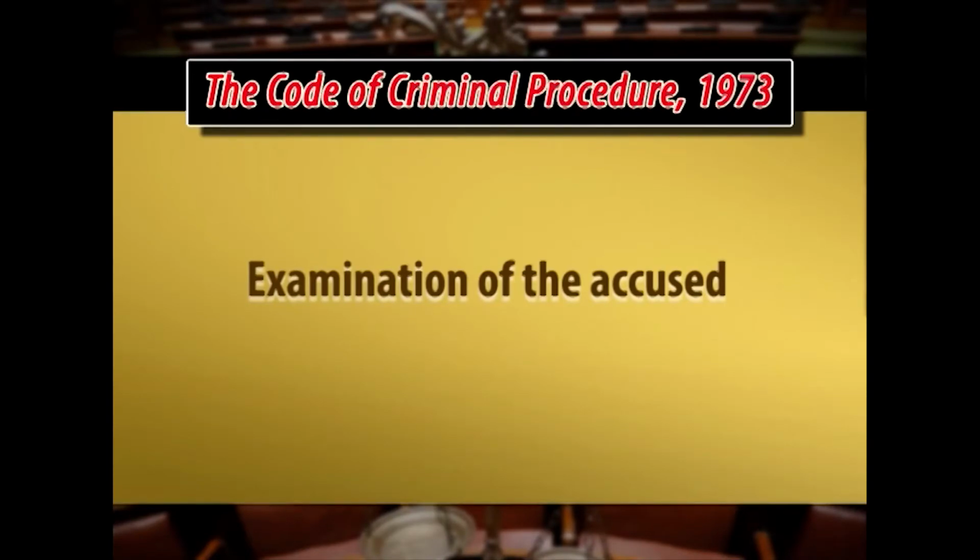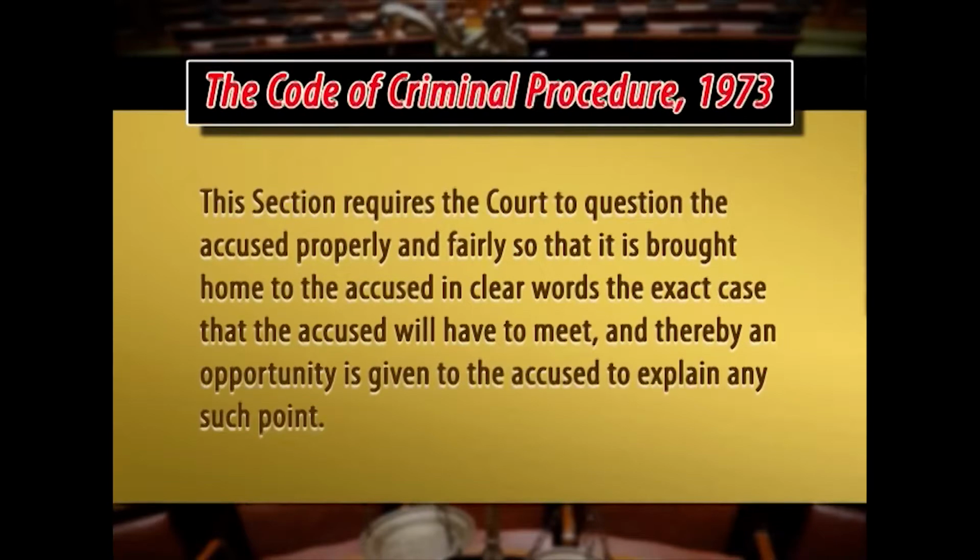Now we come to the third stage of the trial, that is examination of the accused. After the examination of the prosecution witnesses and before the accused is called on for his defense, Section 313 of the code requires the court to question the accused generally on the case, for the purpose of enabling the accused personally to explain any circumstances appearing in evidence against him. This section requires the court to question the accused properly and fairly, so that it is brought home to the accused in clear words the exact case that the accused will have to meet, and thereby an opportunity is given to the accused to explain any such point.